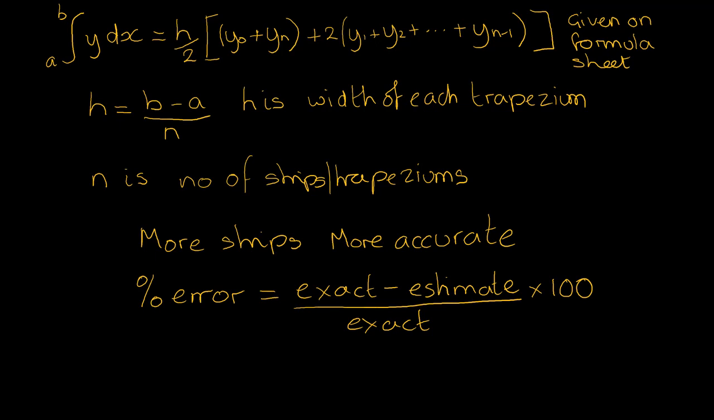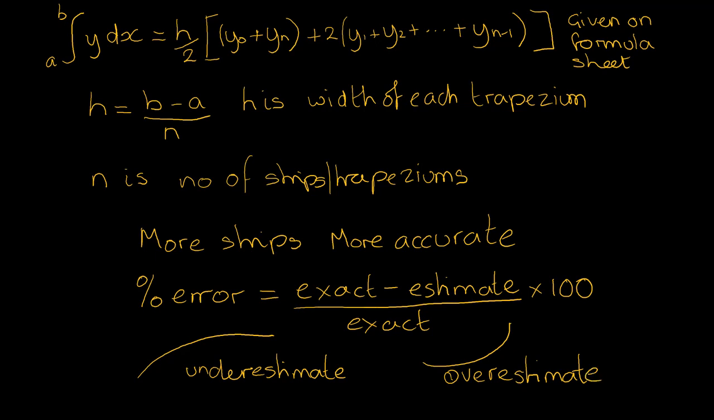Okay, so when you're doing your estimate, you might end up with an underestimate or an overestimate. If it's a curve that goes like this, then it will be an underestimate. And if the curve is this way round, then you'll end up with an overestimate.